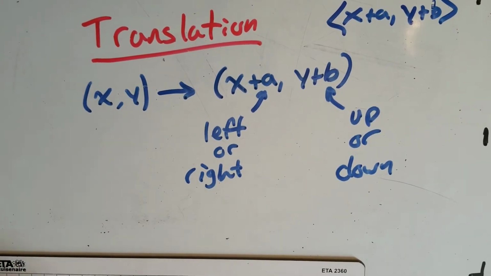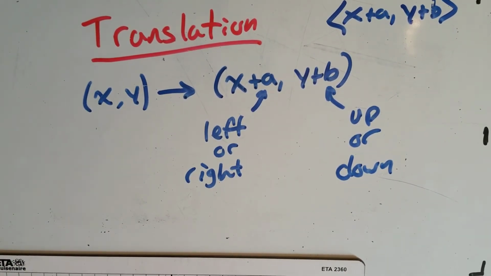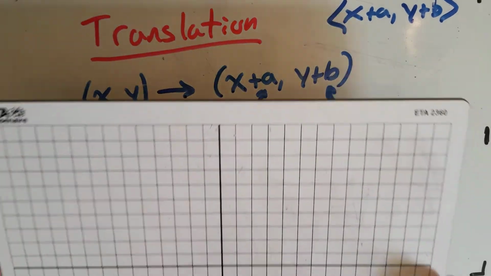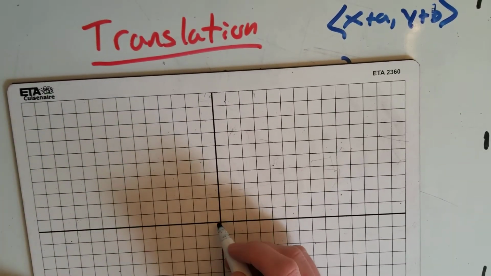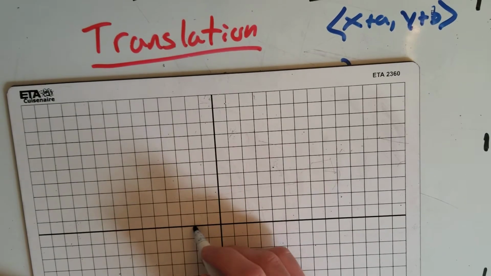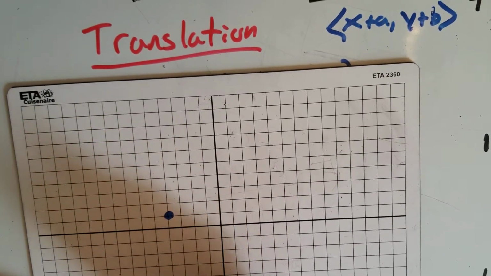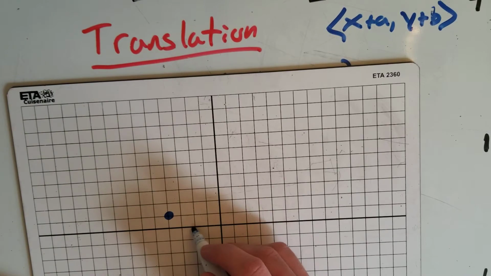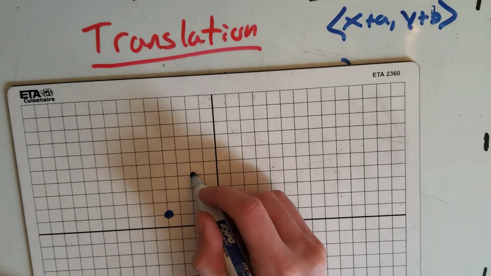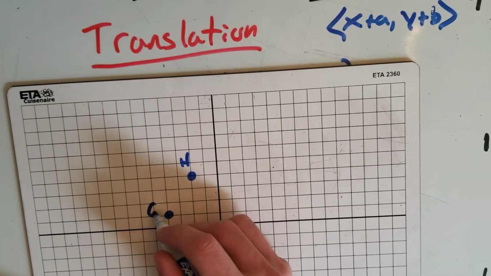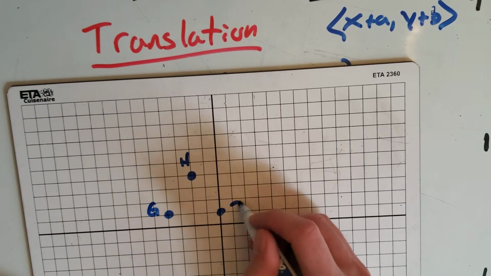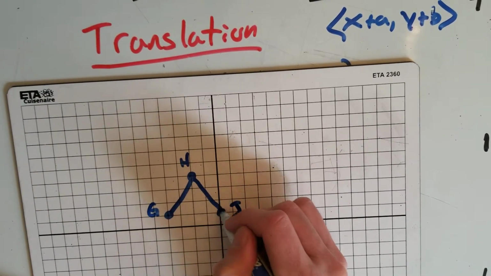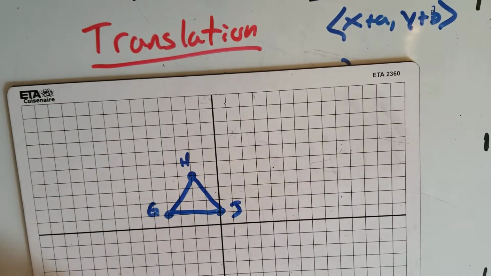So our first one, it says, draw triangle GHJ with vertices. G is negative 4, 1. This is G. H is negative 2, 4. So here's H, here's G, and J is 0, 1. And here's J. So here's our triangle. This is our pre-image. It's where we're starting.